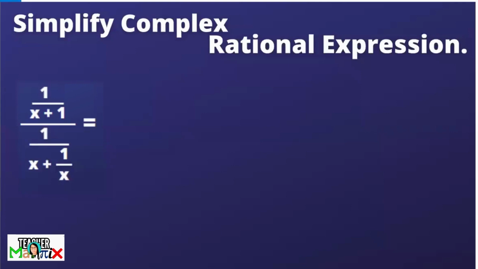Simplify complex rational expression. We call this complex rational expression because there are two or more expressions. We have constants, variables. We also have double fractions, meaning a fraction divided by another fraction.